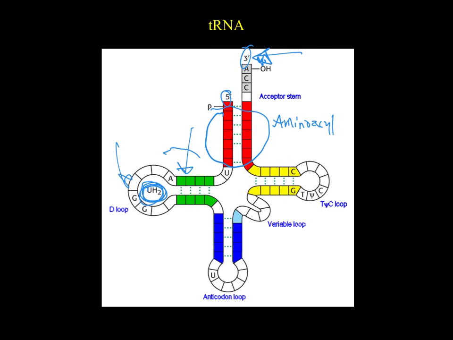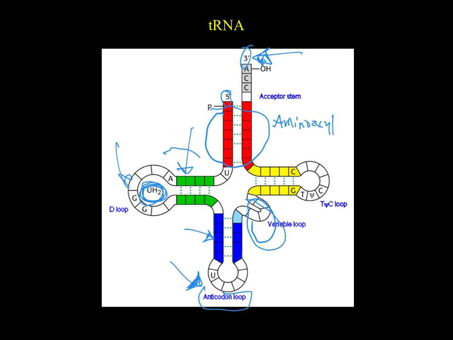The next stem, and they always name the loops after the stem. So the D loop is on the D stem, which is for the dihydrouracil. The anticodon loop is on the end of the anticodon stem. And so therefore, what do you suppose is down here? The anticodon.